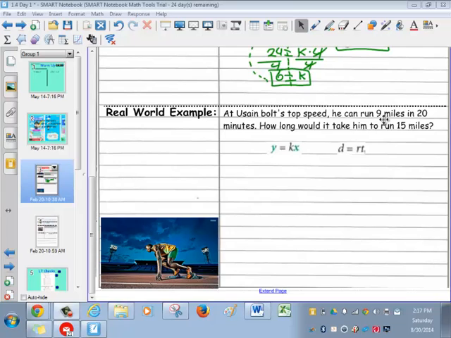He can run 9 miles in 20 minutes. That's crazy. So the question is, how long would it take him to run 15 miles? That's what we want to figure out.